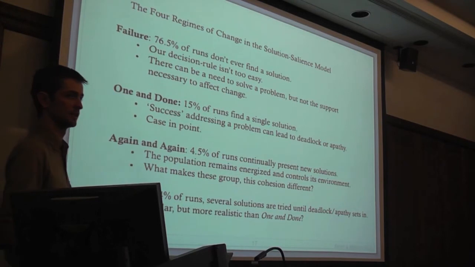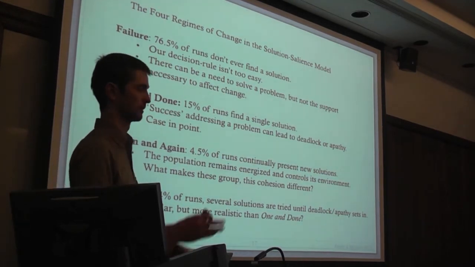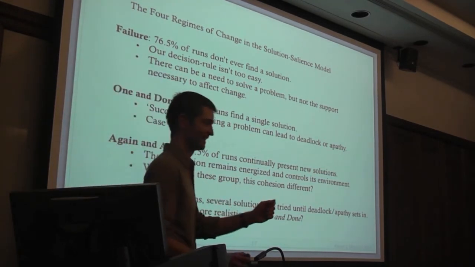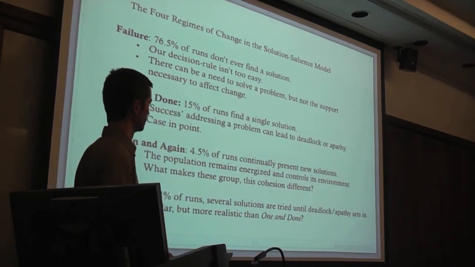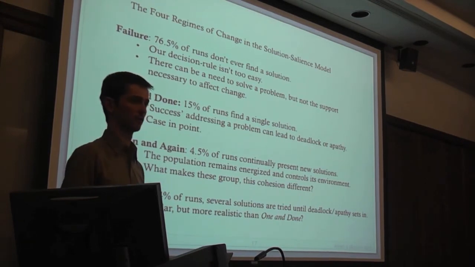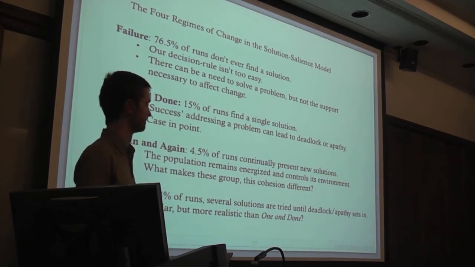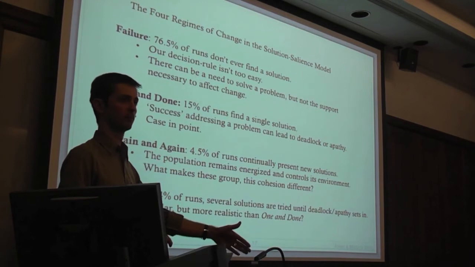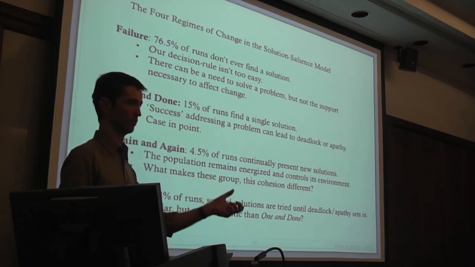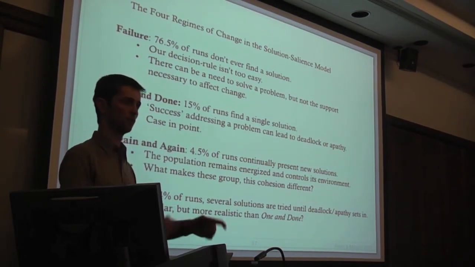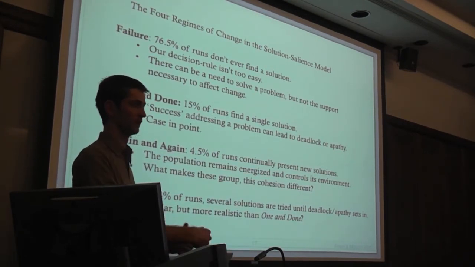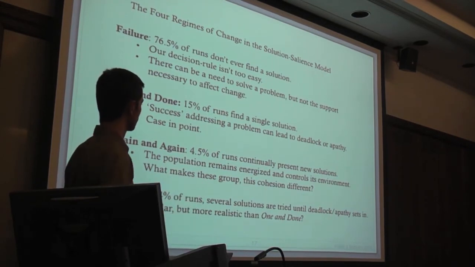15% of runs do find a single solution, but then they present an alternative, but no subsequent alternative is presented. They're either in deadlock or they're just sort of apathetic. No, they move votes. Right. Around 4.5% are able to, again and again, present alternatives and move the problem around the issue space. And sometimes they do it a couple times and then it breaks. They either go into deadlock or apathy.